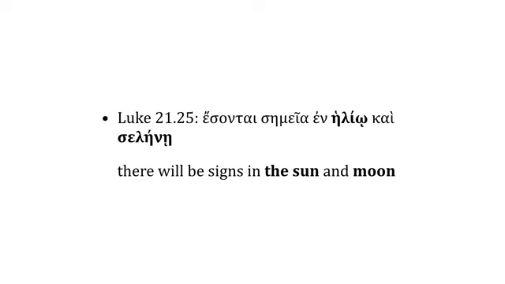Luke 21:25, we also have monadic nouns. There will be signs in the sun and moon. They don't need the article. There's only one sun and one moon in the universe of discourse of the ancient world. Of course, we know there's more than one sun and one moon today, but that's not how they were thinking about these things. And even today, when we speak about the sun, we don't mean one of several stars. We're talking about the sun of our solar system.